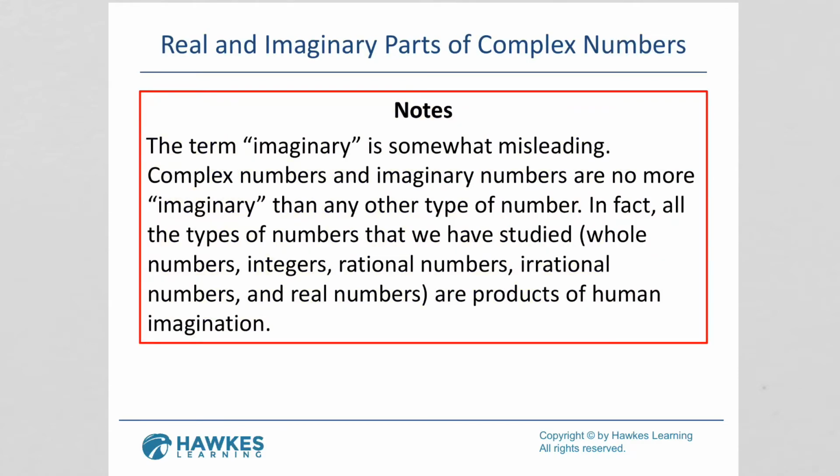The term imaginary is somewhat misleading. Complex numbers and imaginary numbers are no more imaginary than any other type of number. In fact, all the types of numbers that we have studied, whole numbers, integers, rational numbers, irrational numbers, and real numbers, are products of human imagination.